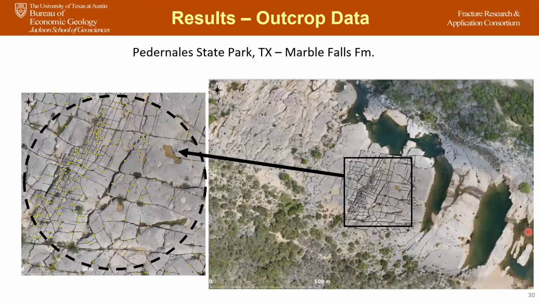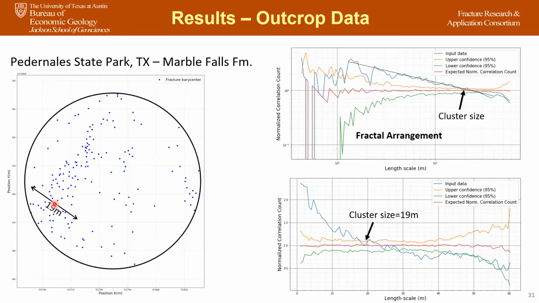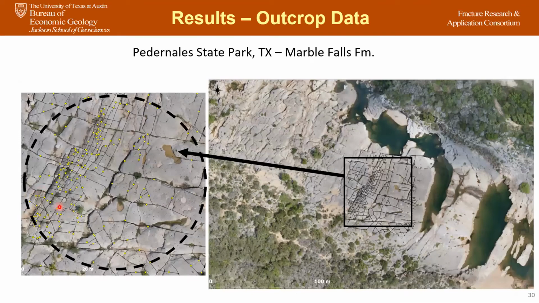We also analyzed the fractures in the drone images from the Pedernales State Park, from those Pennsylvanian carbonates that I showed you before. From those fracture traces, we were able to calculate the barycenters. And these barycenters give us a completely distinct pattern that is fractally arranged, because you can see this constant slope on the logarithmic plot that can be fitted by a power law. And this place here tells us the cluster size that is about 19 meters. And that's about the size that you're seeing there, 19 meters. That is about the size of this cluster here.